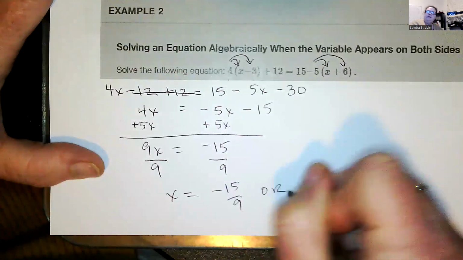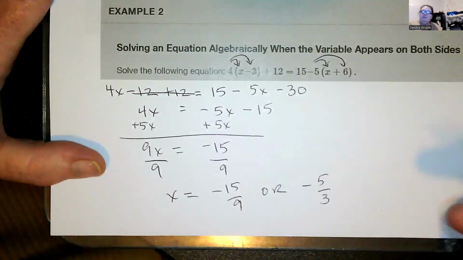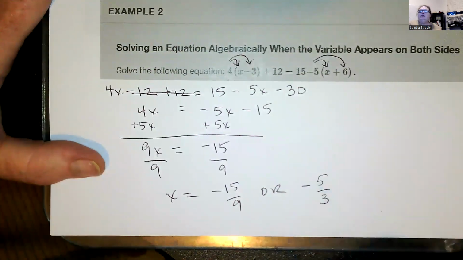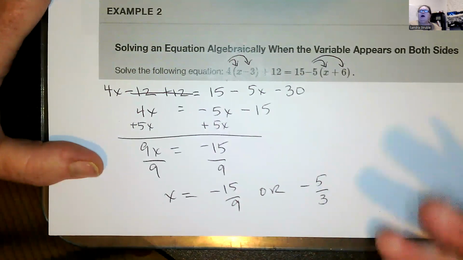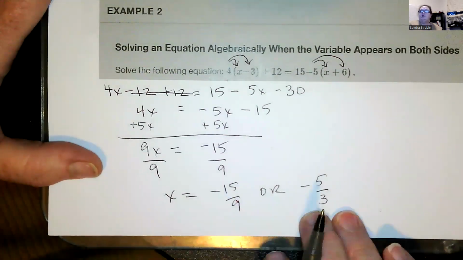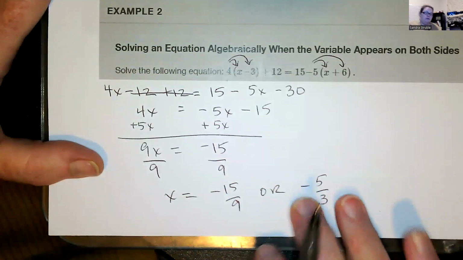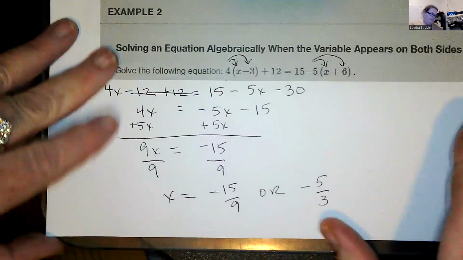Or you can reduce that to negative 5 over 3. You can make it a mixed number. You can make it a decimal. I spoke about this in class. I don't care how you present it, but do not leave it in this form. Please ensure that if you do leave it in fractional form, that you at least reduce it.